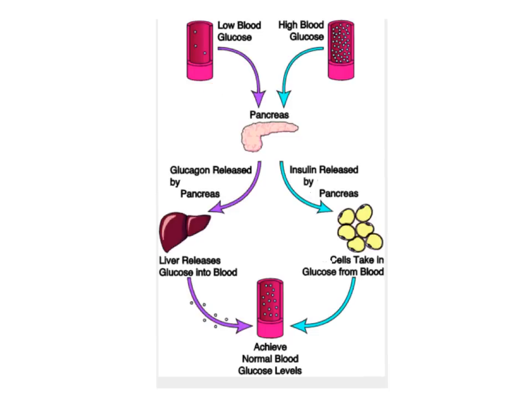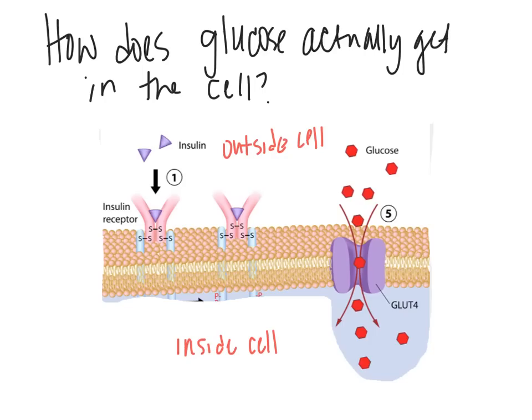So the pancreas and the endocrine system together are going to work to maintain normal glucose levels. Okay, so we say insulin stimulates the cell to let the glucose in, but how does it actually get into the cell? So this is a diagram. This area out here is outside of the cell. So you can think of this as like the bloodstream. Then this area in here is inside of the cell.